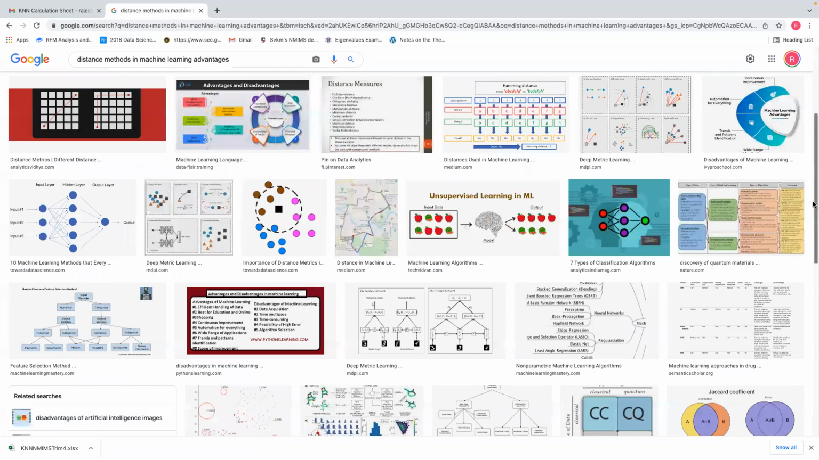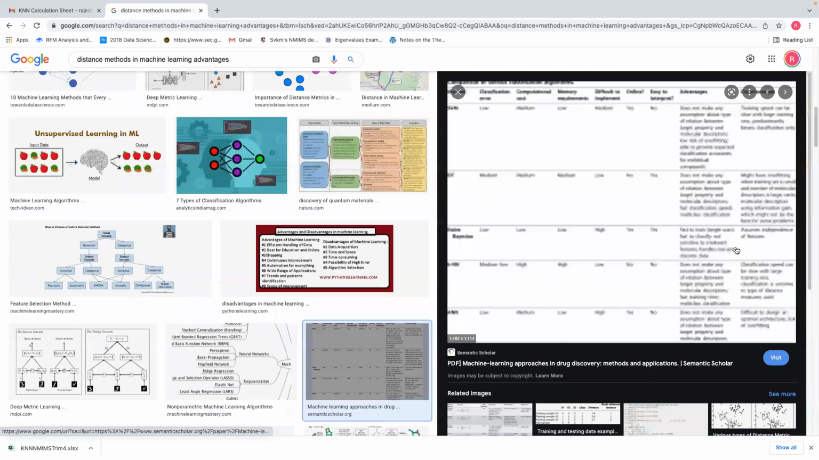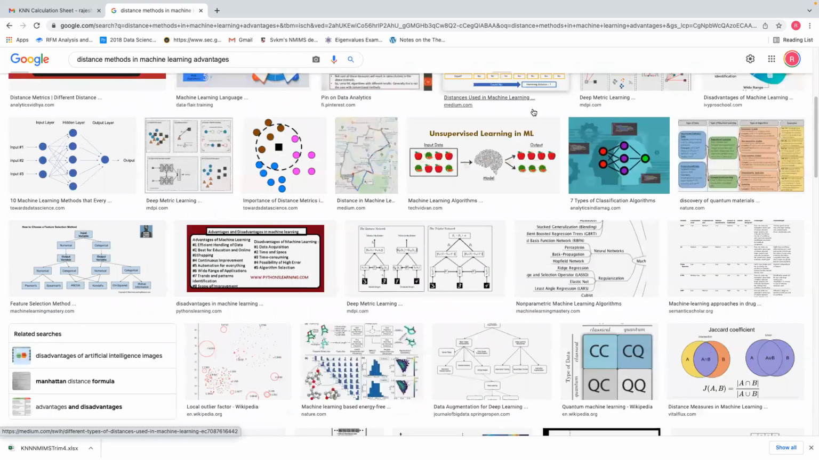So we need to have a table. This is the table. These are algorithms.